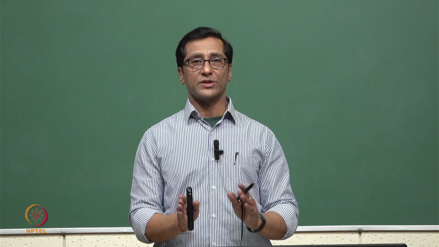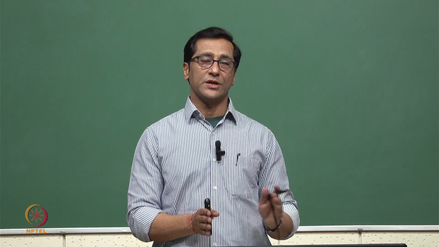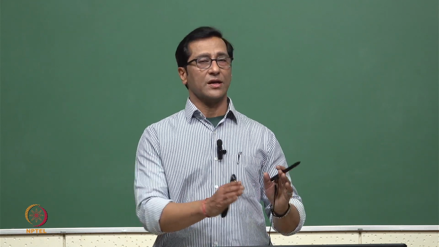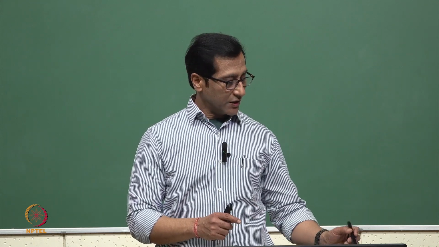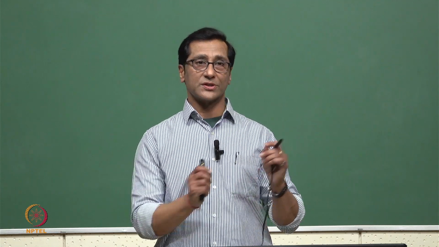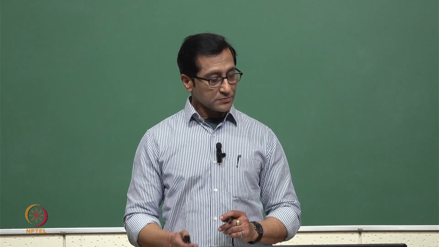In my view, subtraction will always be a better option. It will clean the system, we will have lesser inventory, lesser data, and then we can clean it properly. However, they used dynamic equations, and then they tried to calculate the natural frequency and FRF also, and then in this case used the subtraction of the foundation modes to obtain the gear system models. So this is what they also did. They subtracted the signals related to the foundation from the main signals.